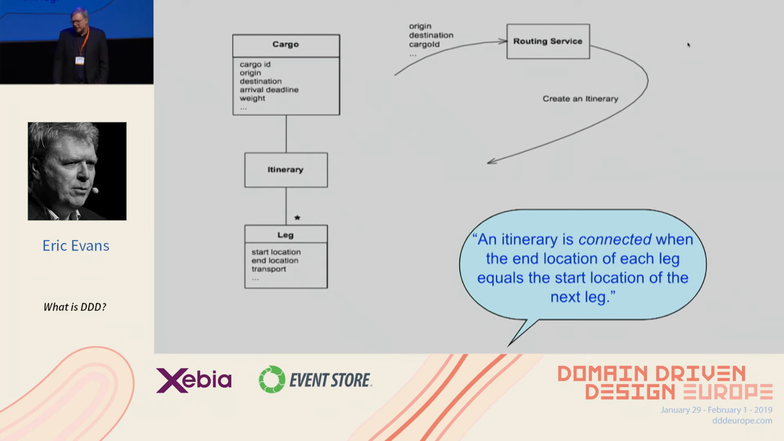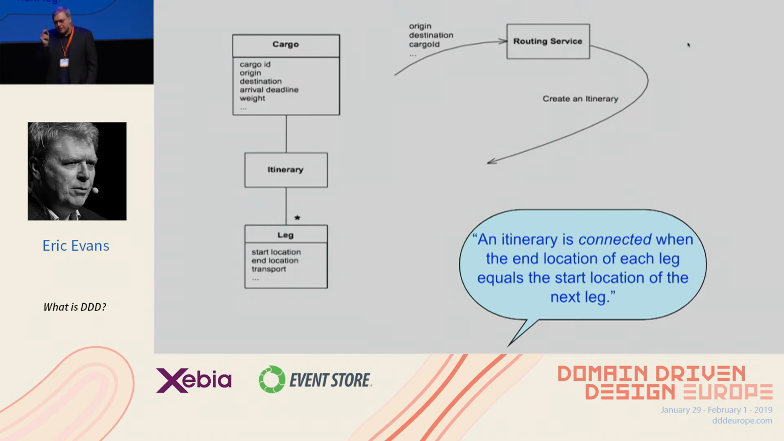So you could say that an itinerary is connected when the end location of each leg is the same as the start location of the next leg. That's very natural. You could talk about that with a business person and find out perhaps that that's not really what they mean, or find out that, yes, you've got it right. And that looks almost like pseudocode, right? You could say, yeah, I could code that.